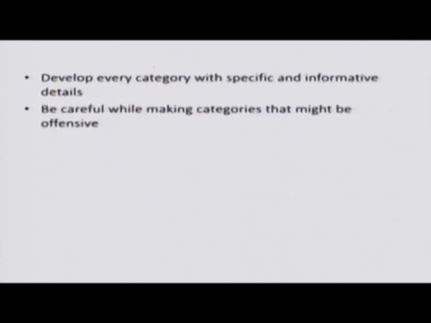Once you have identified categories, you develop every category with specific and informative details. So, in this case, for example, movies released last year which were given the certificate U. Then you talk about why they got U, and you give some examples and so on. So, you need to give details about the categories.